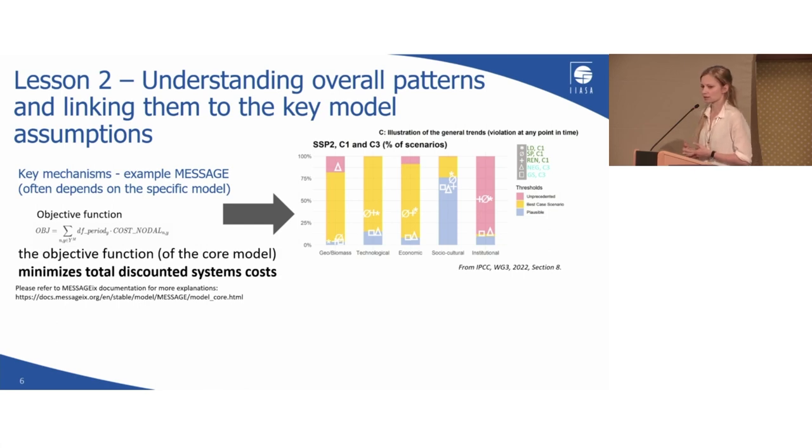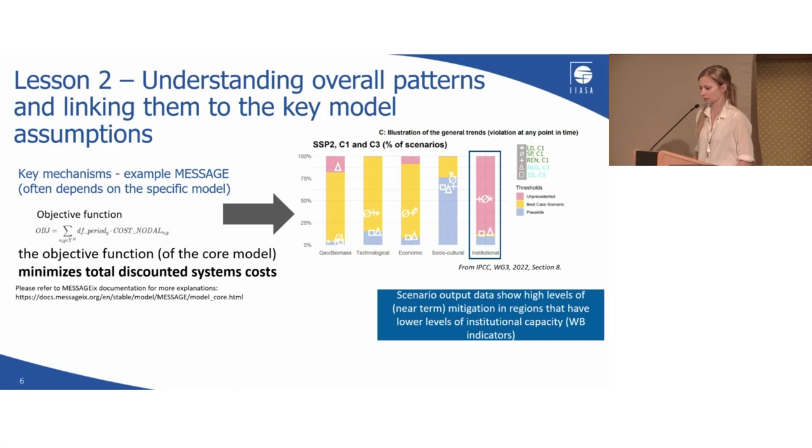But this is, to a certain degree, not surprising if we go back to the core assumptions in the models, because the models are set up to find the cost-effective options. For example, in the MESSAGE model, the objective function of the core model is to minimize total discounted system cost, and therefore mitigation happens in regions where it is the cheapest. And so this is why we find this violation from the institutional feasibility perspective.